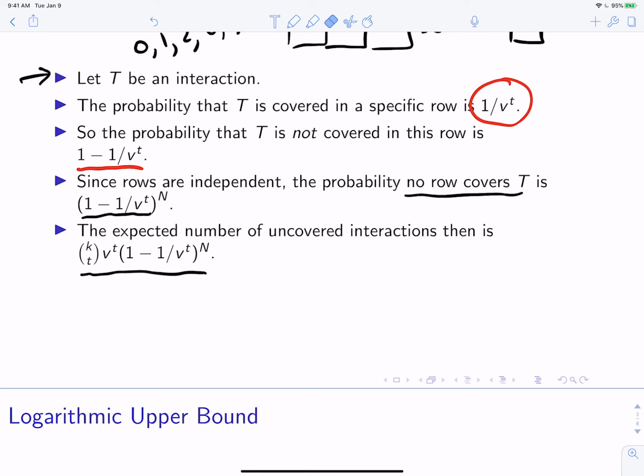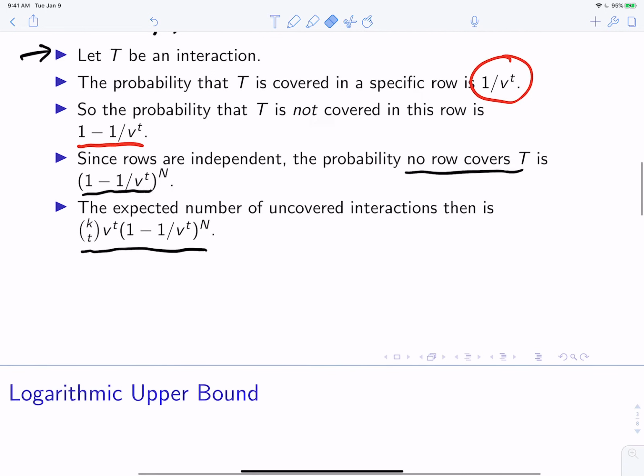It has to be an integer, because it either is covered or it isn't. So that means that this expected number must be an integer. The actual number of uncovered interactions must be an integer. The expectation might be different. The average might be something other than an integer. But the actual number must be an integer. So how does that help us?